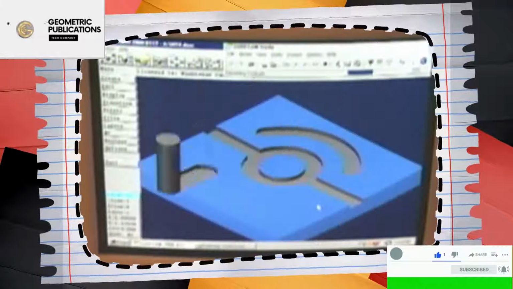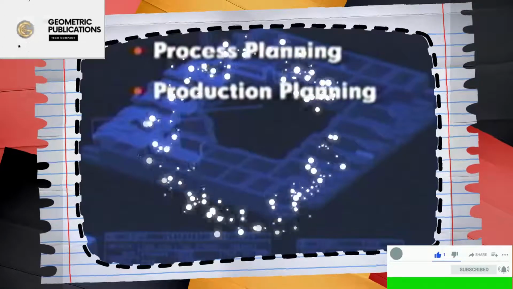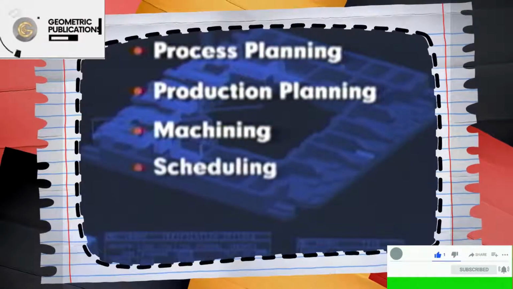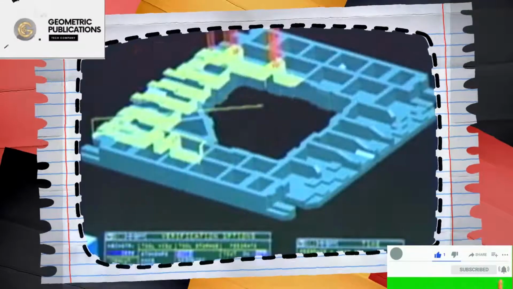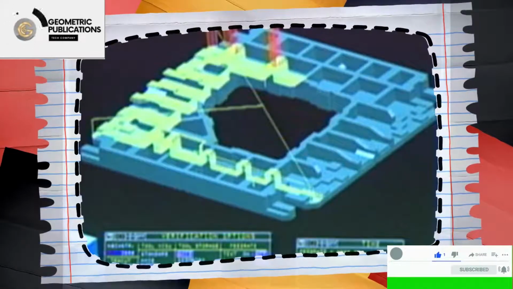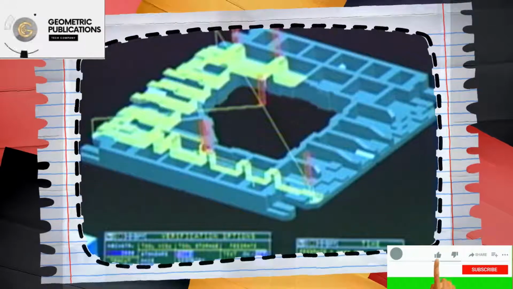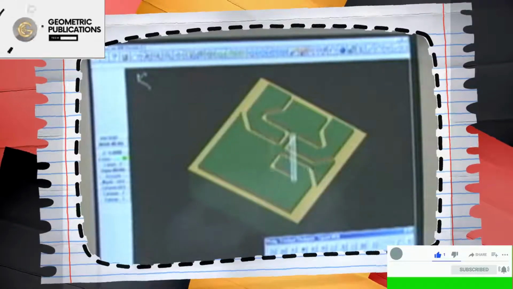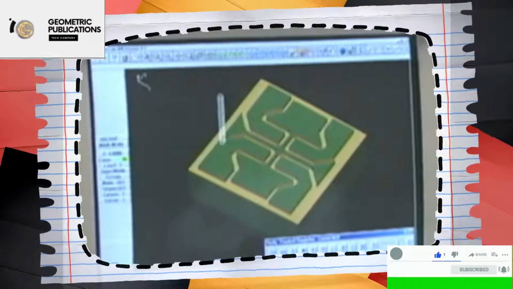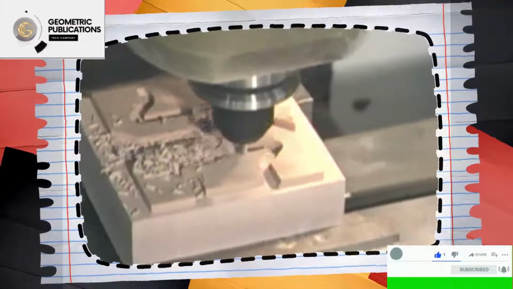Computer-aided manufacturing systems assist in all phases of manufacturing a product, including process planning, production planning, machining, scheduling, management, and quality control. Because of their collective benefits, computer-aided design and computer-aided manufacturing are often combined into a CAD-CAM system. Probably the most important aspect of a CAD-CAM system is its capability of using design data to create and optimize the toolpath for machining.